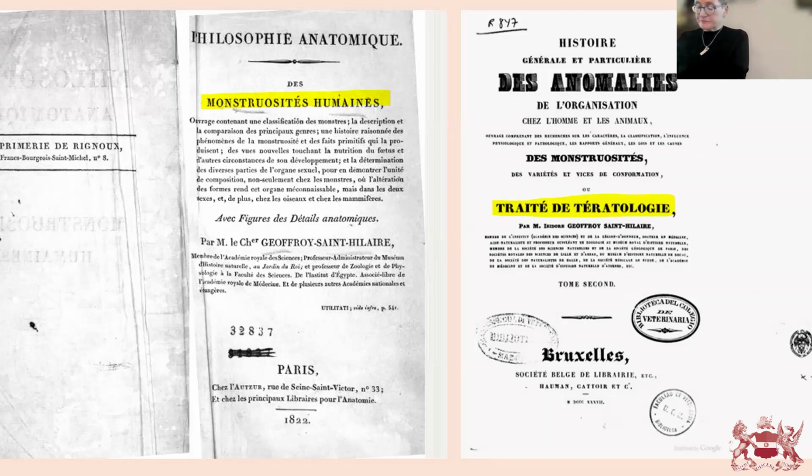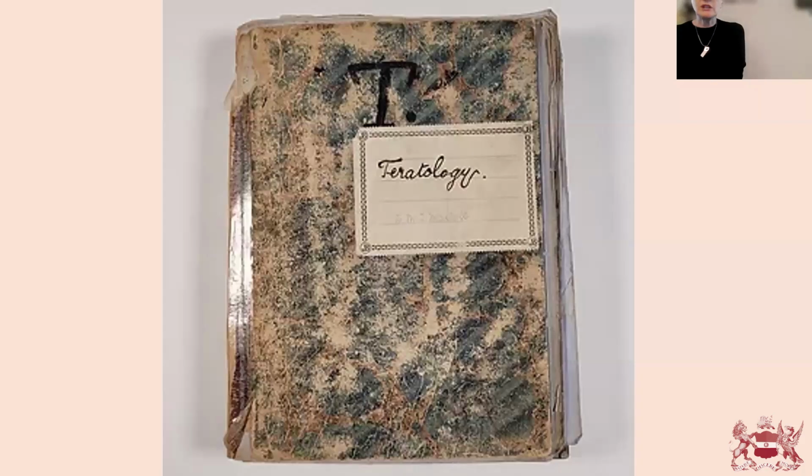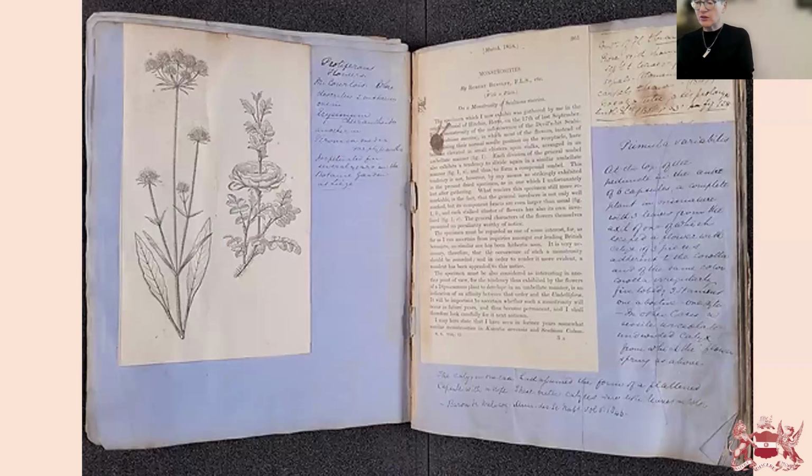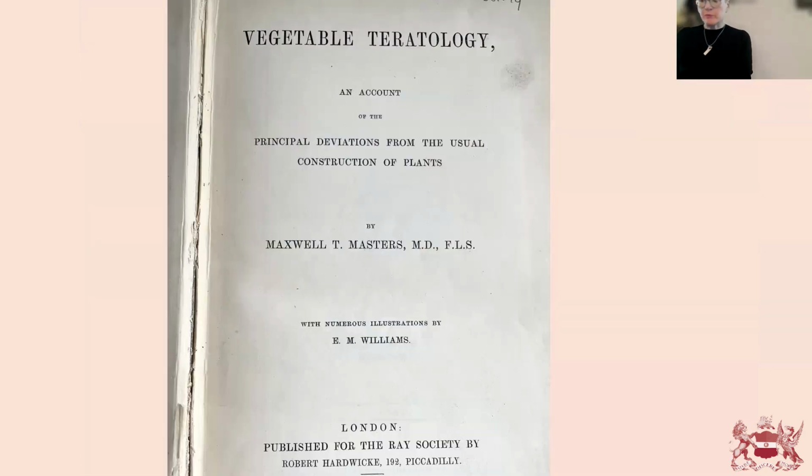The following decades then saw the publication of a number of works on vegetable teratology. This talk was inspired by the best known of these works in English, which is by Maxwell T. Masters. His book is called Vegetable Teratology. This is his notebook on teratology, which is a kind of record of the research that he did for the book. These are some of the pages inside the notebook, which is held in the archive at Kew. And this is the published work, Vegetable Teratology, an account of the principal deviations from the usual construction of plants.